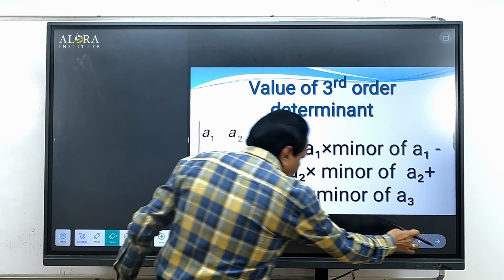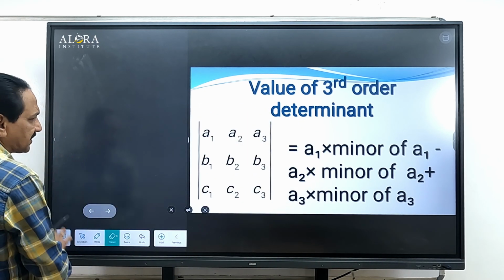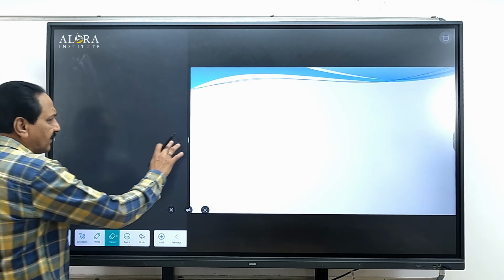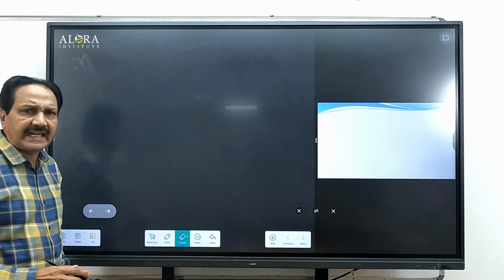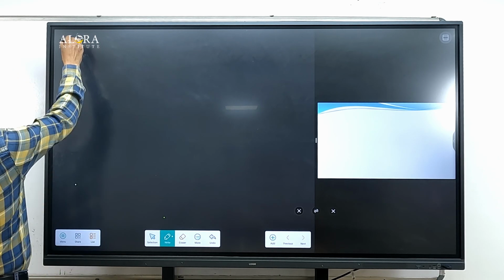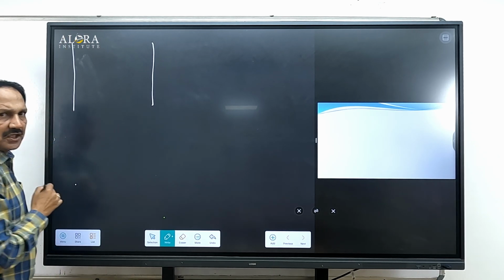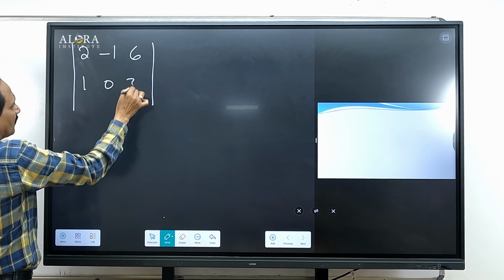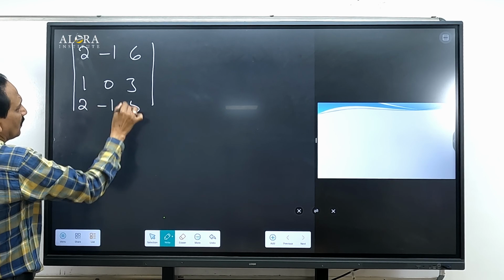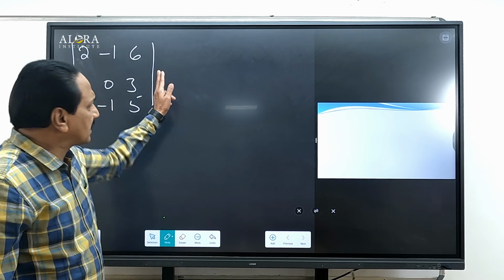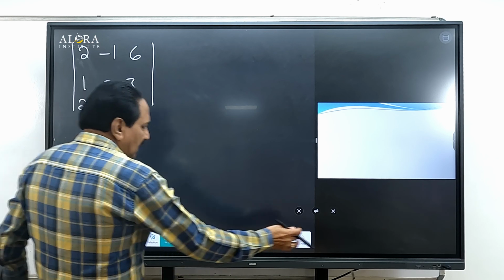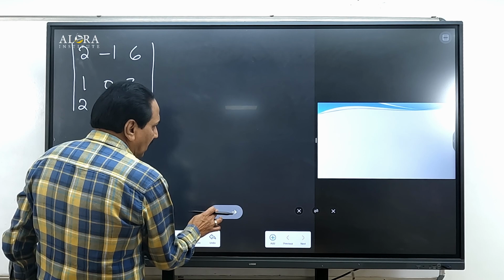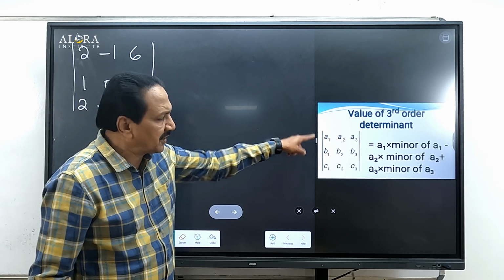Now let's go for a numerical example in this. So how to find the value of third order determinant? I'll just give a simple example here. Any example. This is the third order determinant. Any element you can write. Three rows and three columns, and you are supposed to find the value of this using the formula we have come across just now. This is the formula. You can just make use of this.